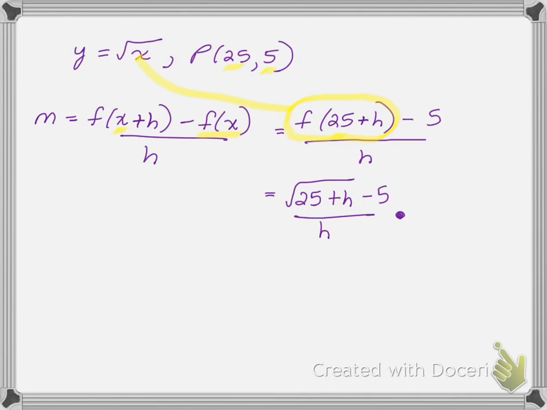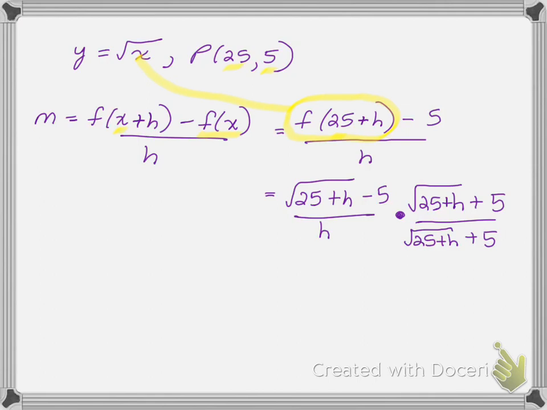So we're going to have to algebraically manipulate, and in this case we'll use a conjugate. So the conjugate would be the square root of 25 plus h plus 5. We multiply both numerator and denominator by that quantity.